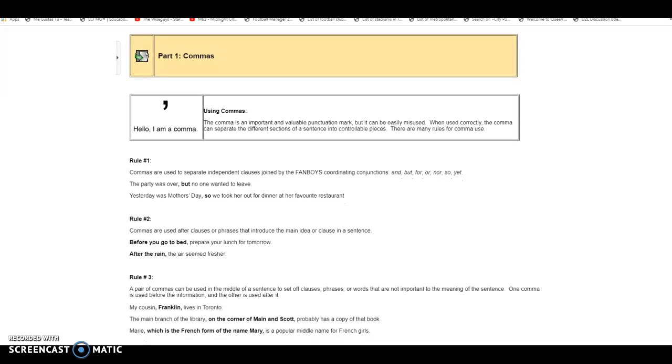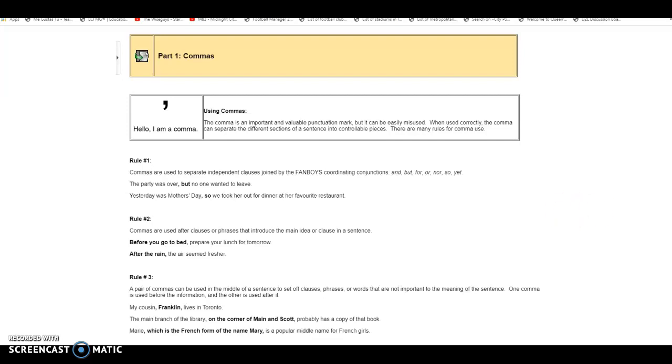I think part of the problem with commas is that there's lots of different ways to use them, and students sometimes get confused, and they sometimes go comma happy, and they start putting commas in lots of different places where they don't belong.